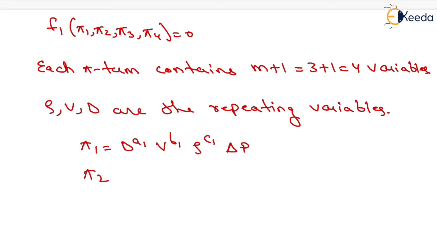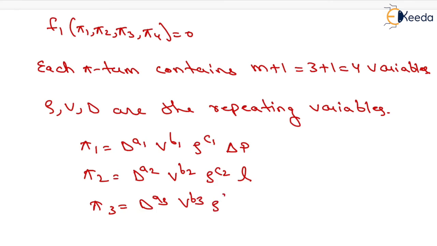Similarly, pi 2 will be equals to d to the power a2, v to the power b2, rho to the power c2 and L. Similarly, pi 3 will be equals to d to the power a3, v to the power b3, rho to the power c3 and mu. Similarly, pi 4 will be equals to d to the power a4, v to the power b4, rho to the power c4 and k. Now we have to find the solution of all the 4 pi terms.